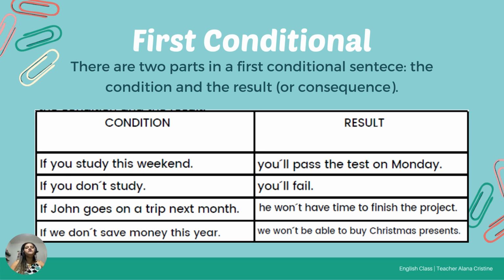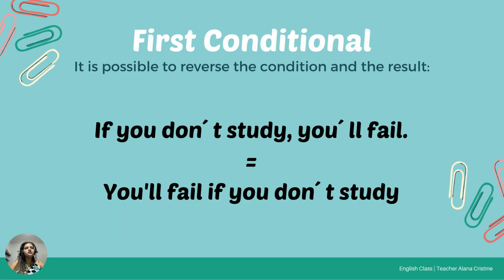Another thing that is very important is that when we are talking about first conditional, we can use this structure. If, blah blah, you will, blah blah. But it's not the only possible structure that we have. We can also reverse the condition and the result. For example, if you don't study, you'll fail.